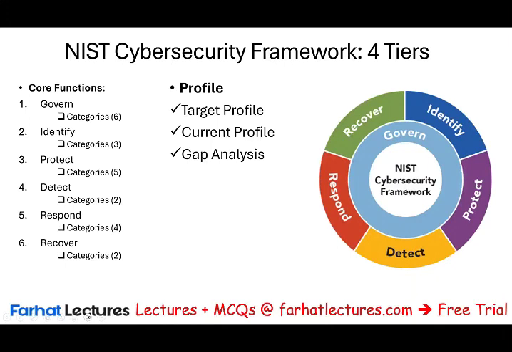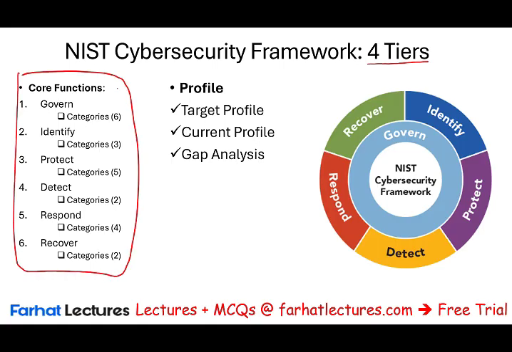Hello and welcome to this session in which we will look at the 4 tiers of the NIST Cybersecurity Framework, thus completing the third component of the framework. The 3 components are the core functions, which has 6 core functions, and within each core function we have categories, then subcategories. This is the first component, which we covered.